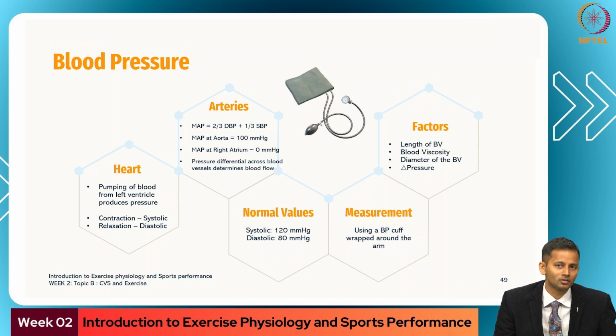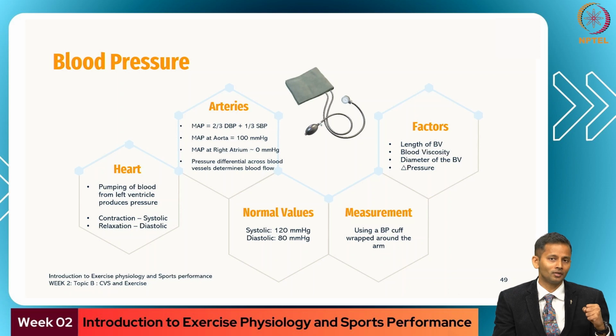Moving on to the next parameter, that is the blood pressure. We have defined blood pressure. Blood pressure is because of the pumping of the blood from the left ventricle, and it produces a pressure on the walls of the arteries, and that is measured by a sphygmomanometer. An example is shown in this slide. The BP cuff is wrapped around the arm, and then you measure the pressure.